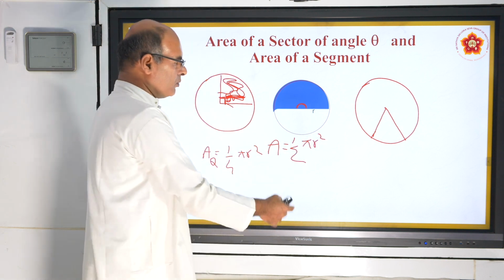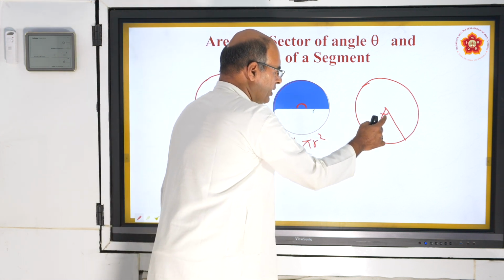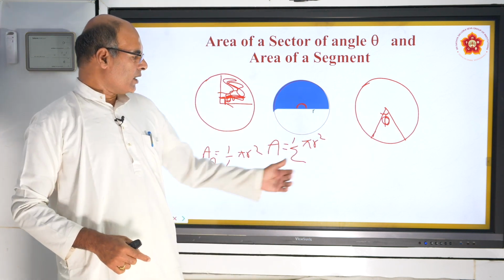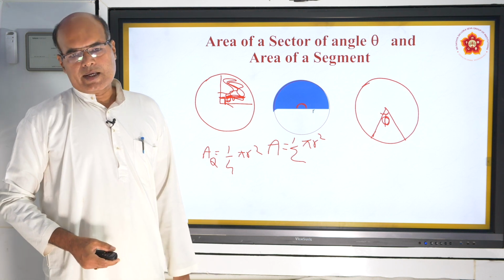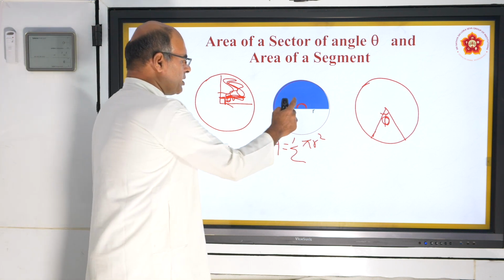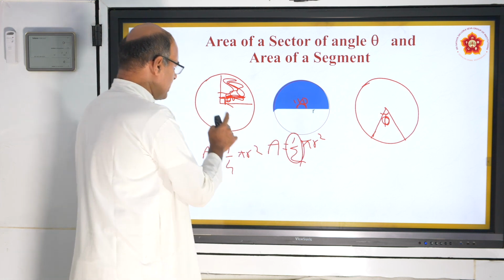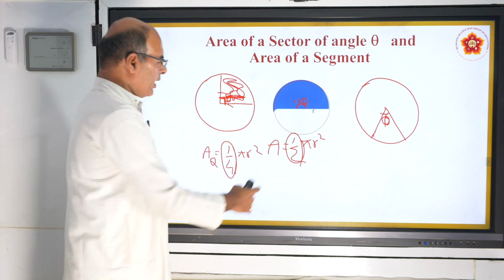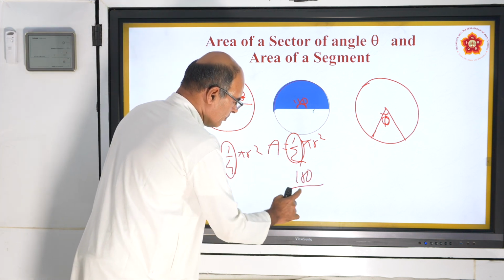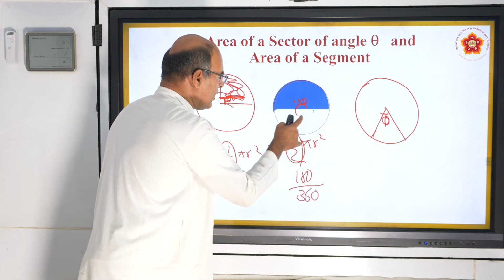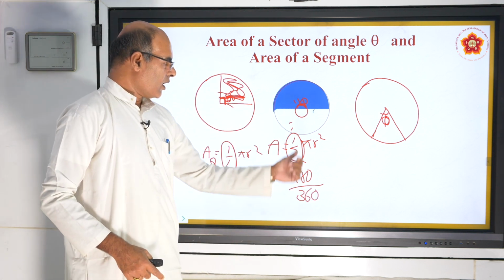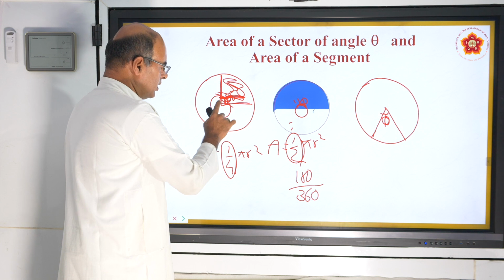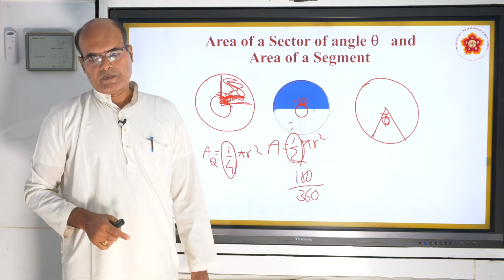So let us generalize the formula. We don't know the value of this angle. Let it be theta. If the angle of the sector is theta, then what will be its area? See, what is the relation between 180 and this half? What is the relation between 90 and this 1/4? 180 and half are related like 180 by 360. 360 degree is the complete angle, and in that the sector has half of 360. Here in the sector with 90 degree, that is 1/4 of 360.